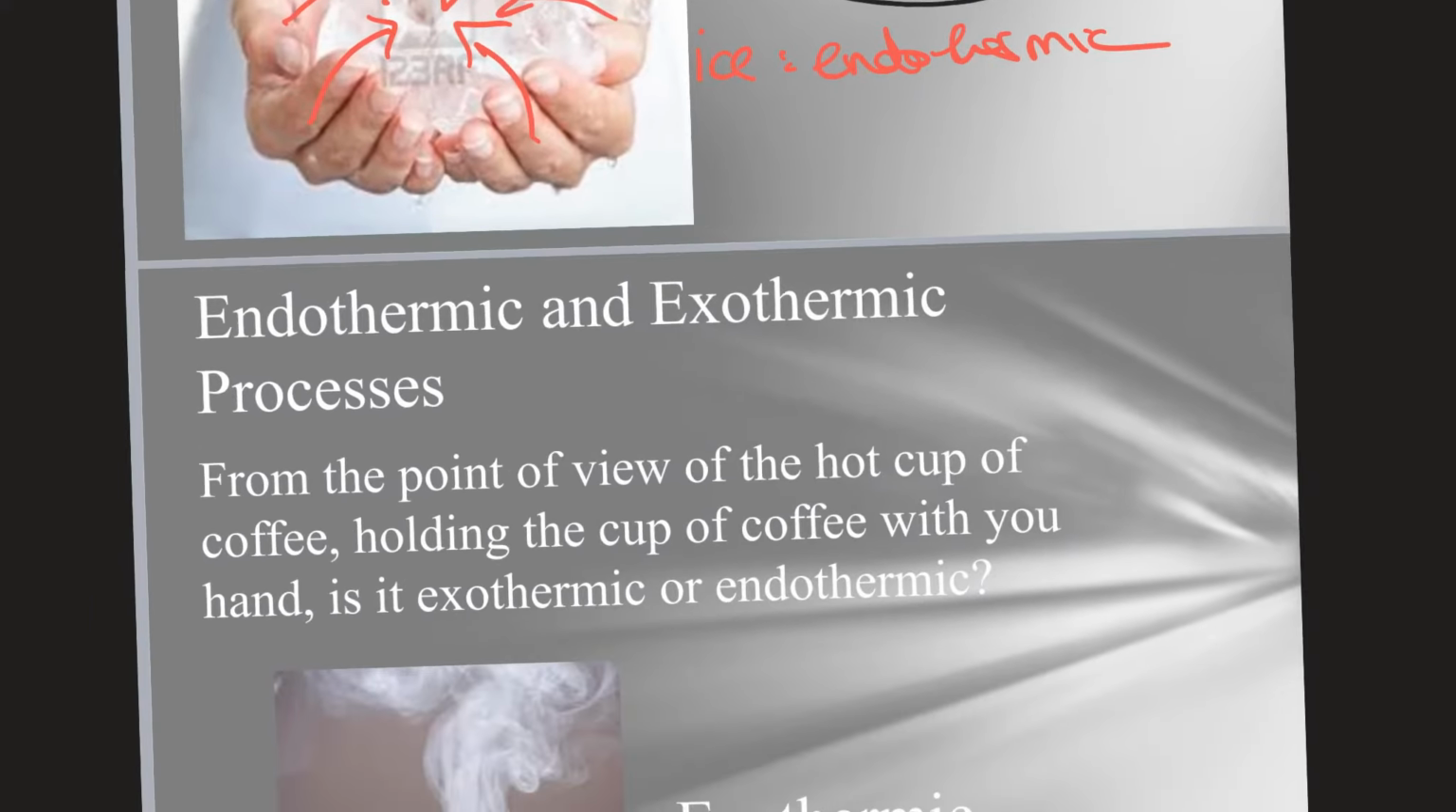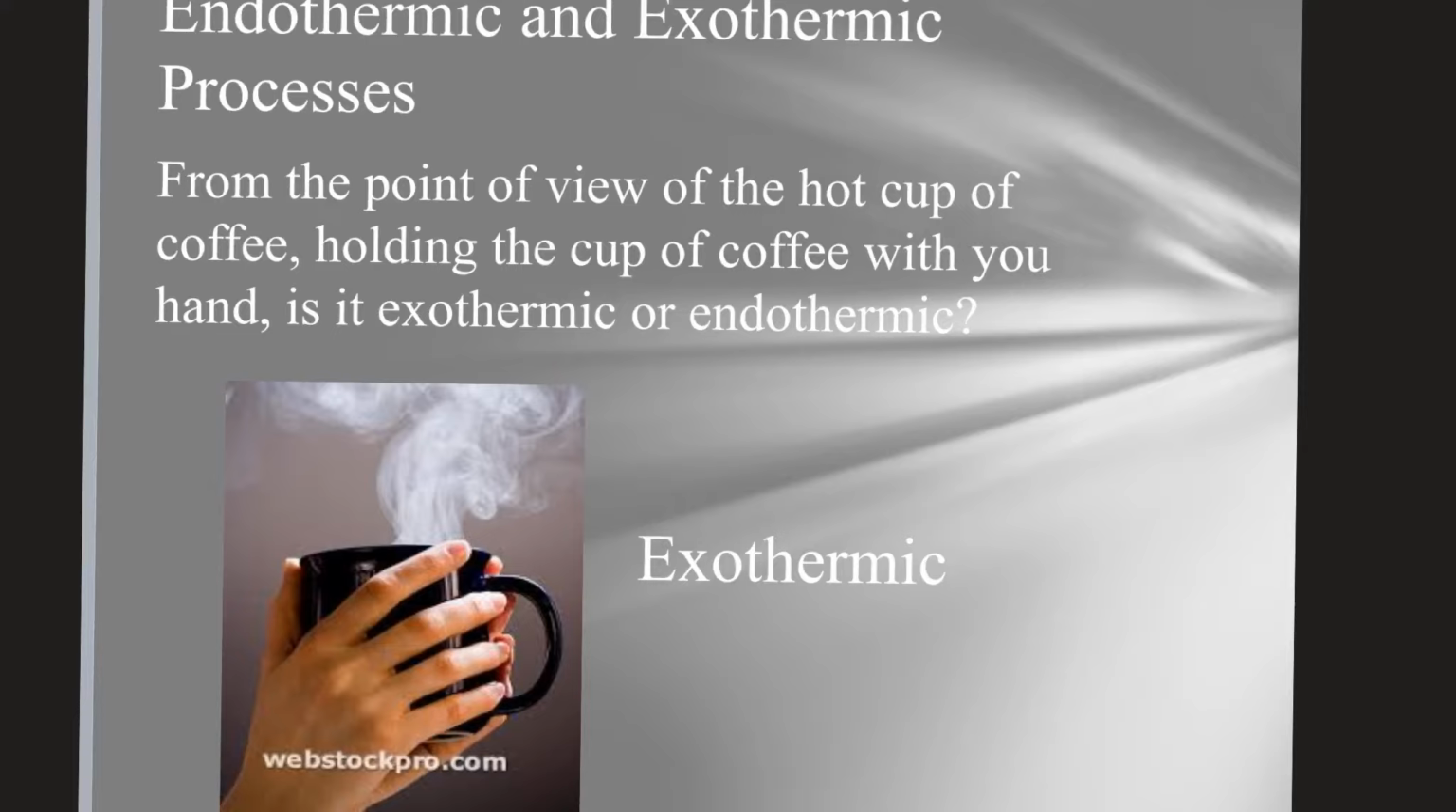Okay, let's look at another example. From the point of view of a hot cup, your hot cup is going to be your system, and you're holding it with your hand. So again, your hand is your surroundings. When you think about it in terms of the system, is it endothermic or exothermic? Well, you have a hot cup of coffee. You touch it with your hand. What's hotter, your hand or the cup? Well, you feel the heat, so that means the cup, or the coffee, is hotter.